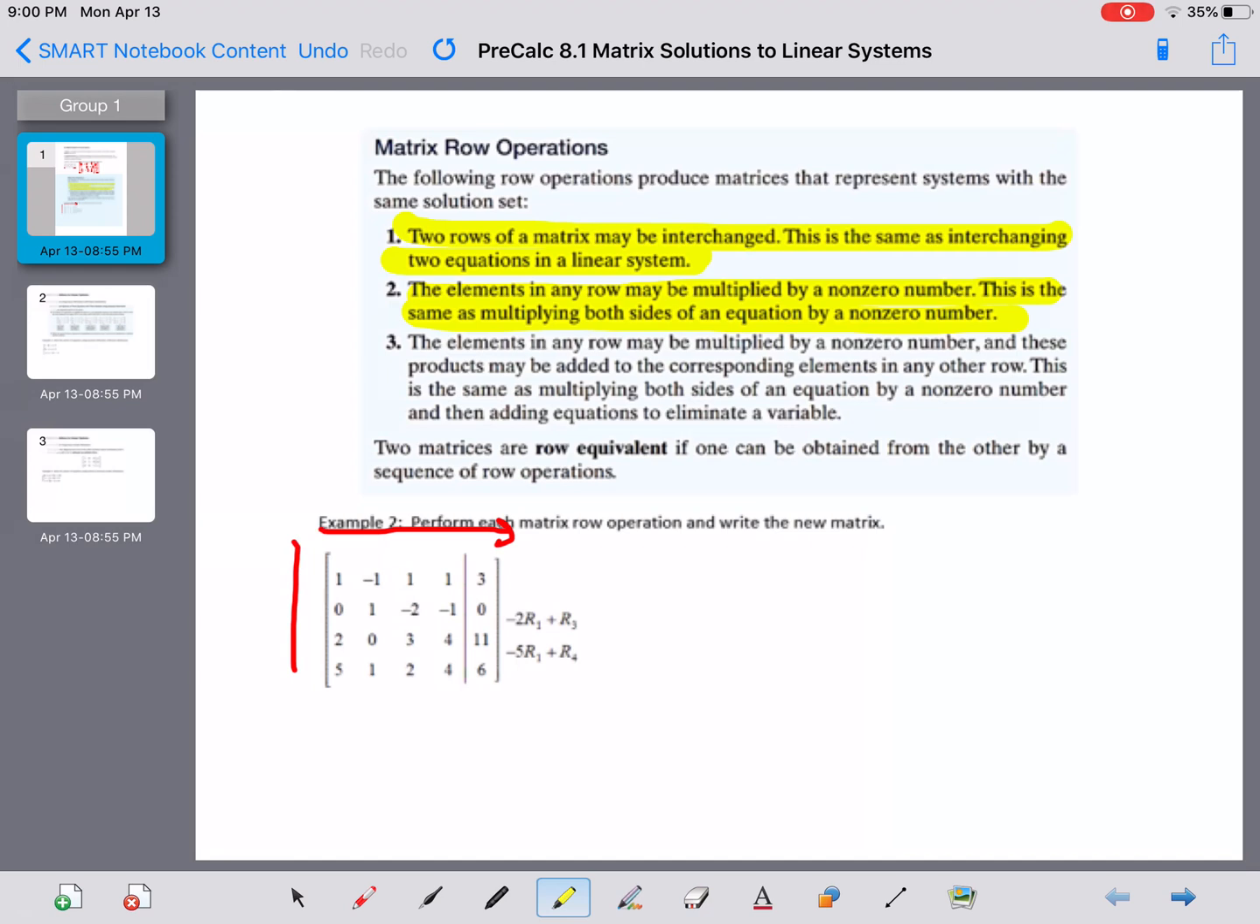And the elements in any row can be multiplied by a non-zero number and then added to some other number or row like we would before.